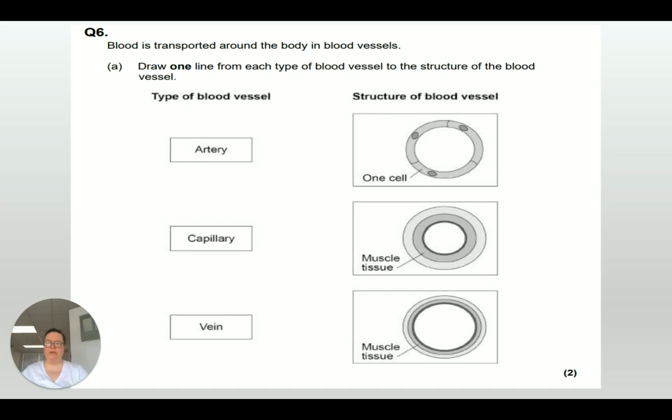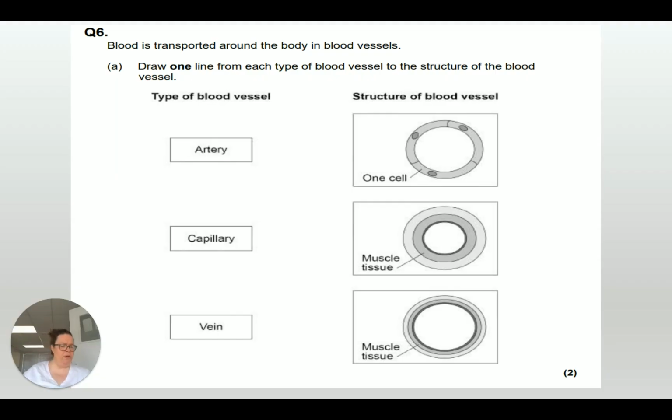And a couple of questions just to finish off. So this one is about blood vessels. Draw one line from each type of blood vessel to the structure of the blood vessel. So have a little go.